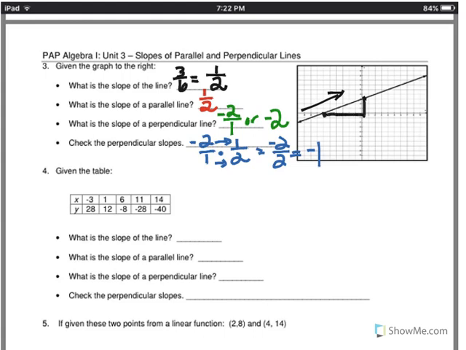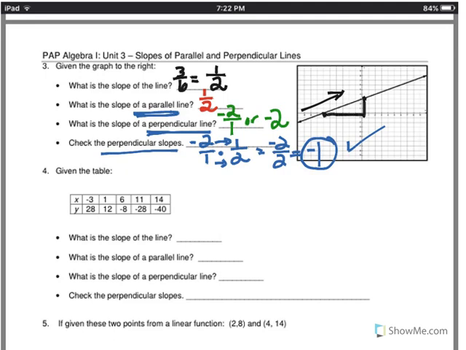Okay, so remember, parallel lines have the same slope. So a parallel line has a slope of 1/2. Perpendicular lines have opposite and reciprocal. So the first slope was positive, so our new perpendicular slope would be negative, and then I took the fraction and flipped it to negative 2 over 1, which we can simplify to negative 2. And then it says check the perpendicular slopes. So negative 2 over 1 times 1 over 2 is negative 2 over 2, which equals negative 1, and so those are perpendicular.